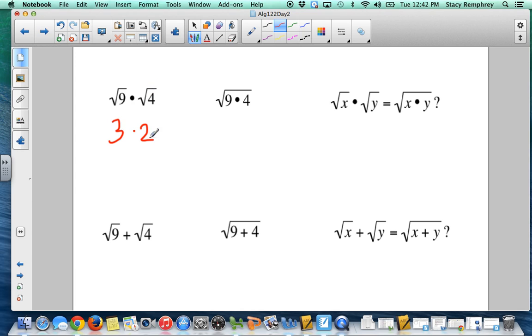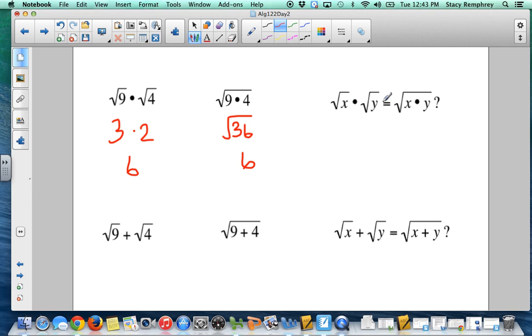Okay, so the square root of 9, the square root of 4, and now I'm going to multiply. I get 6. When it's written like this, it means do the operation first, then take the square root. All right, well, 9 times 4 is 36. The square root of 36 is 6.